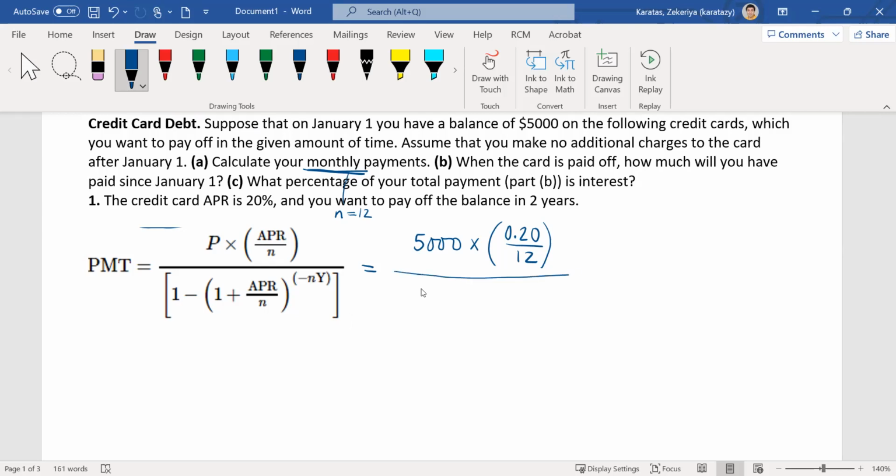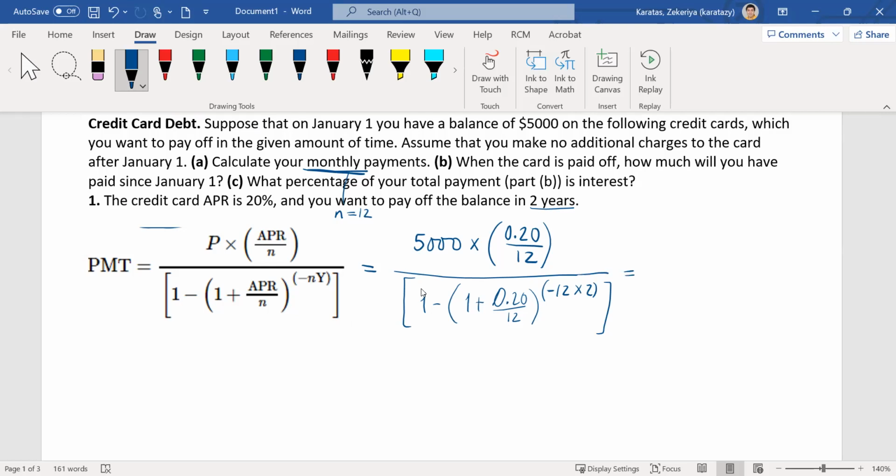Then you divide by the bracket. In the calculator you use parentheses for the bracket, you don't use the actual bracket, but when we write it down to write this notation clearly, we use the bracket when we already use parentheses. It's going to be bracket, 1 minus parentheses, 1 plus 0.20 divided by 12, and then raised to the power negative 12 multiplied by the number of years, which is here 2 years. I want to pay it off in 2 years. So I plugged it in.